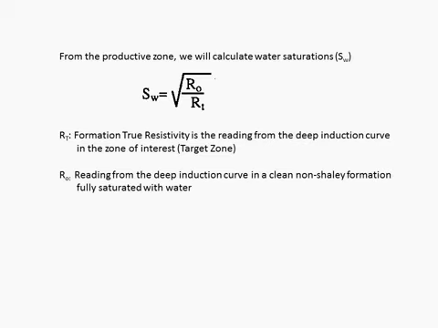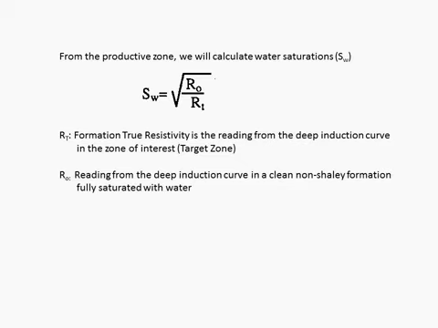So the first thing we need to do is to calculate water saturation. Water saturation is the square root of RO divided by RT. RT is the formation true resistivity and is the reading from the deep induction curve in the zone of interest, or the target zone, as I like to say, RT, target zone, zone of interest, true resistivity.